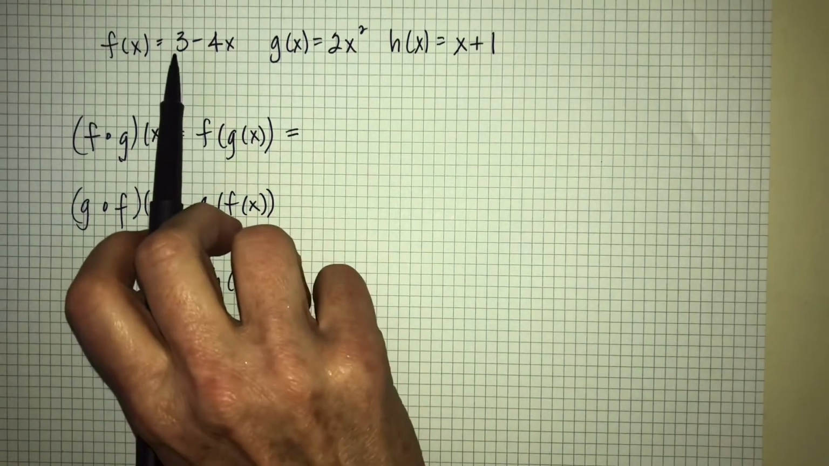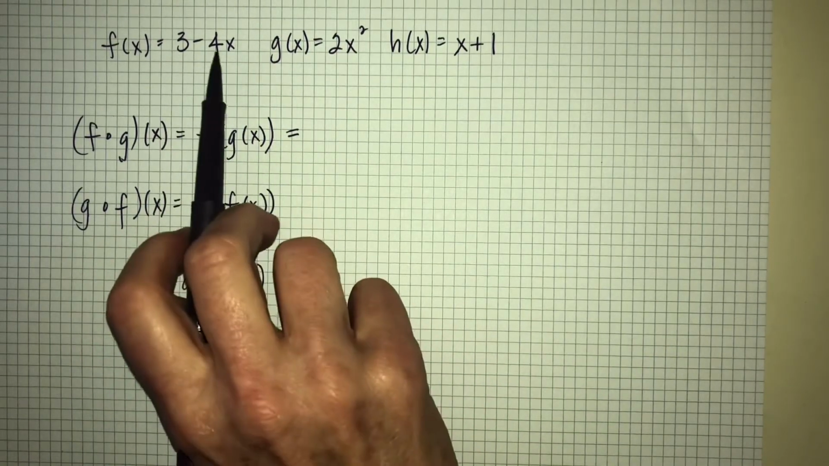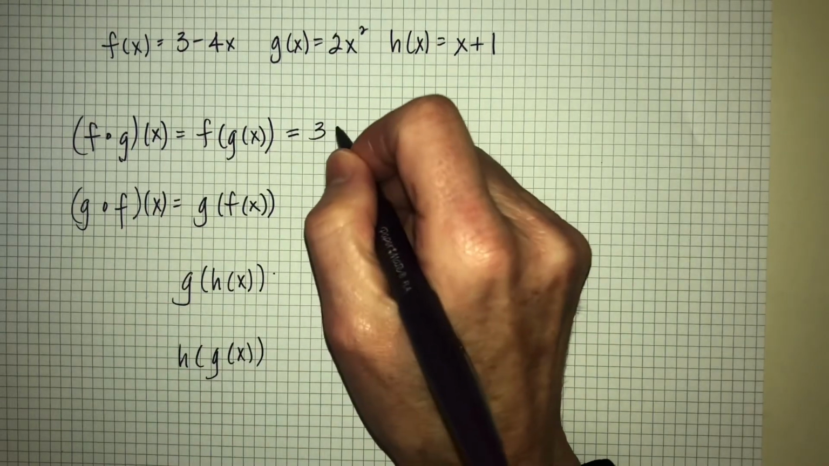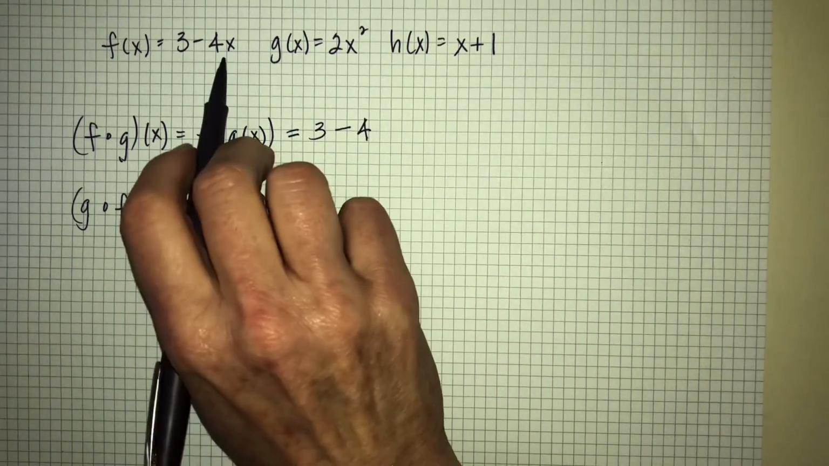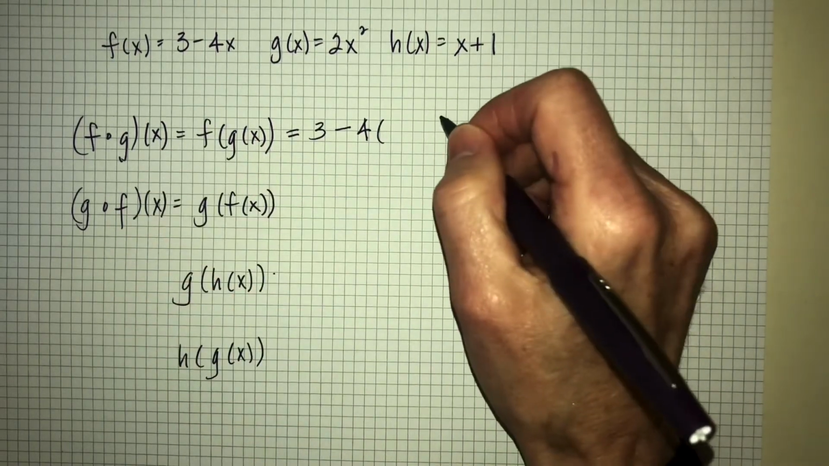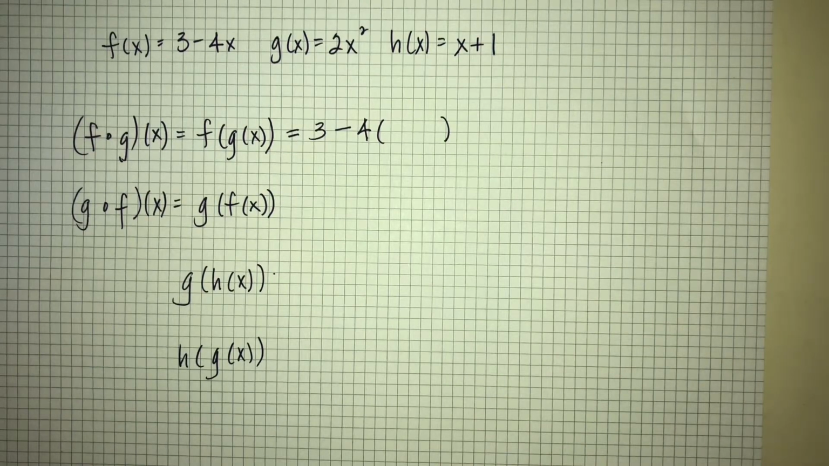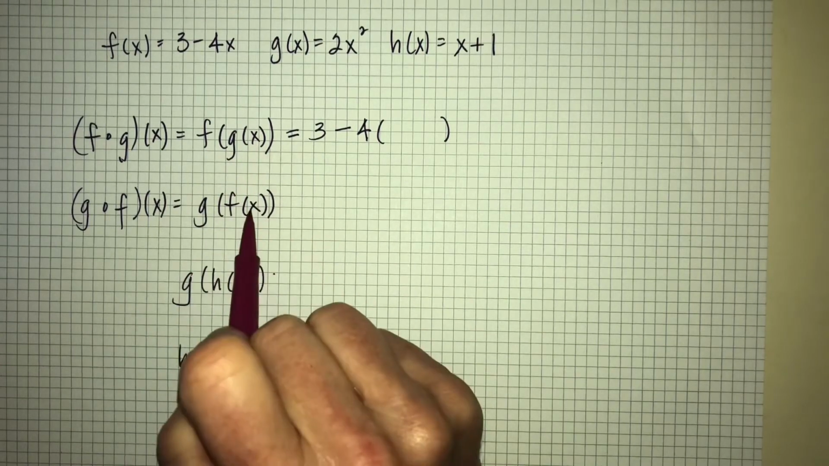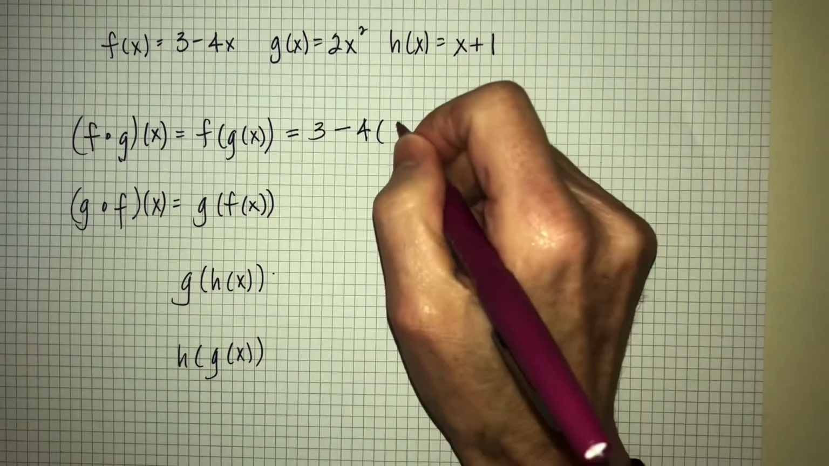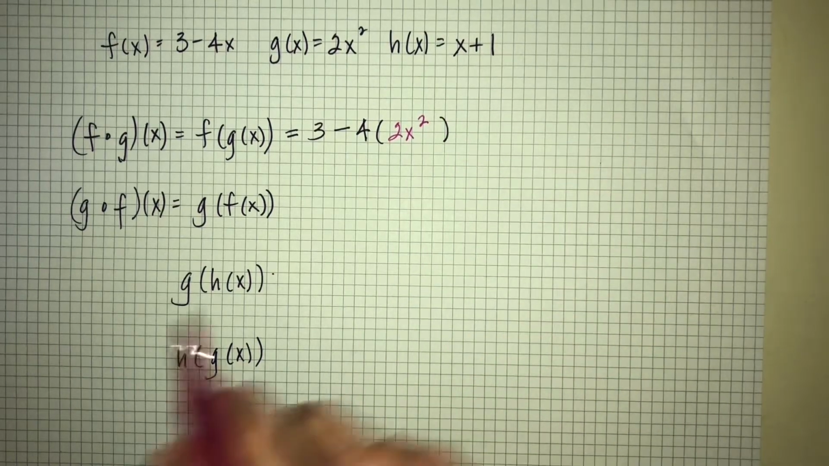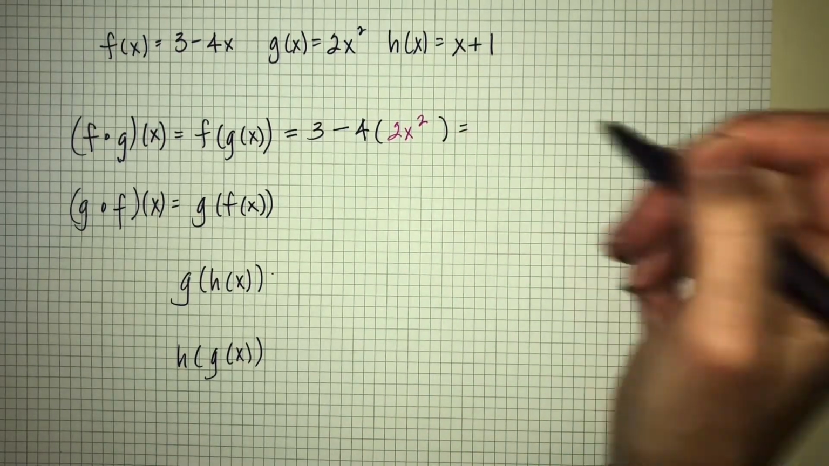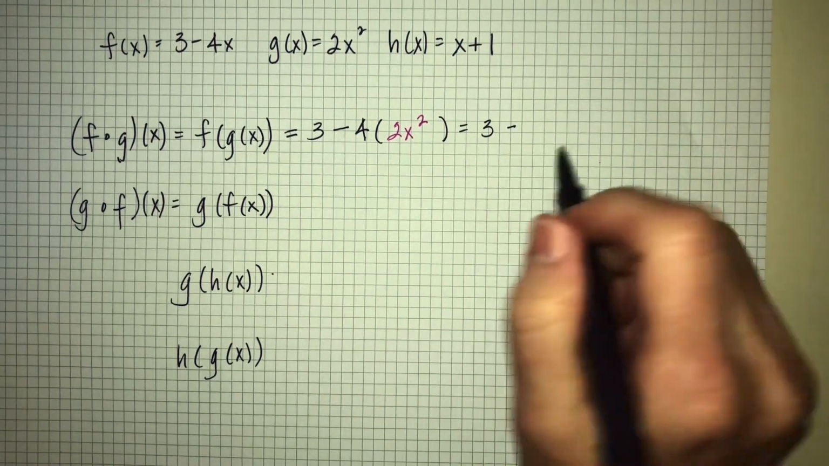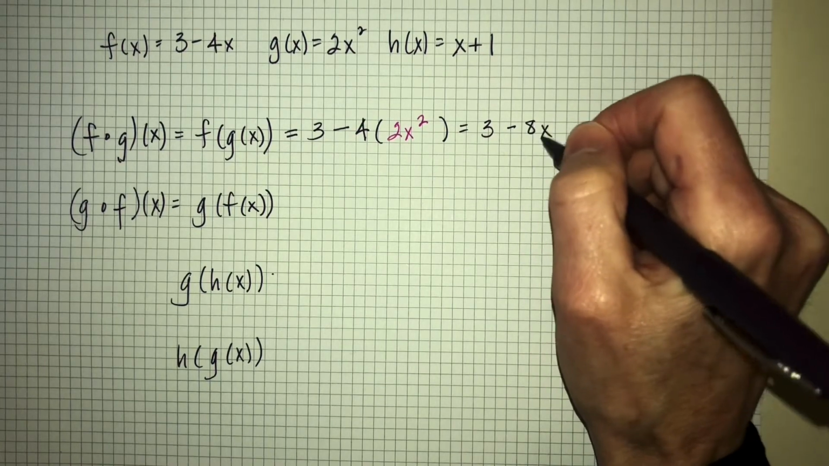I will copy the f of x function down here, but when I get to an x, I'm going to leave parentheses. So 3 minus 4, right, instead of that x, I'm putting parentheses. And what I put into the parentheses is whatever this function is asking for here, in this case, our g of x. So 2x squared goes into there. My next step will be to simplify. So 3 minus, and then 4 times 2x squared gives me 8x squared.